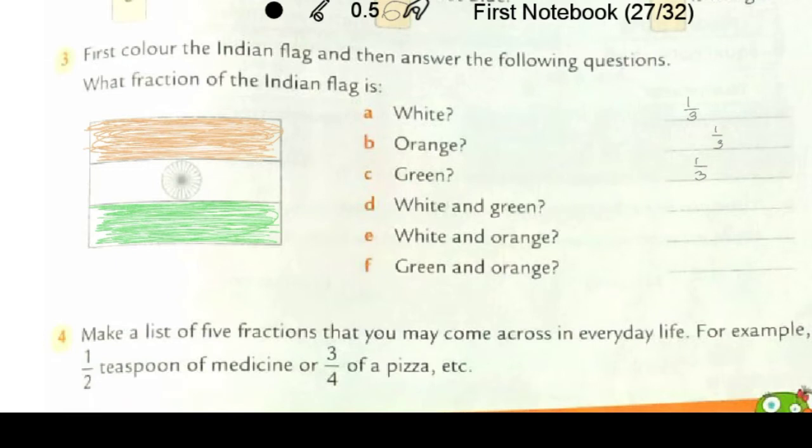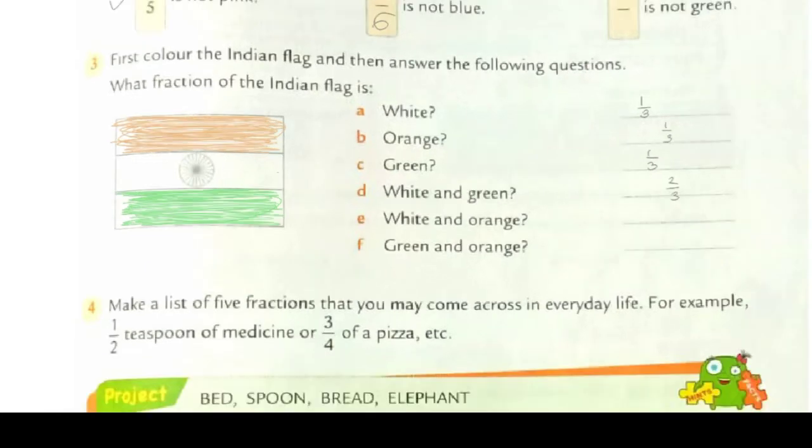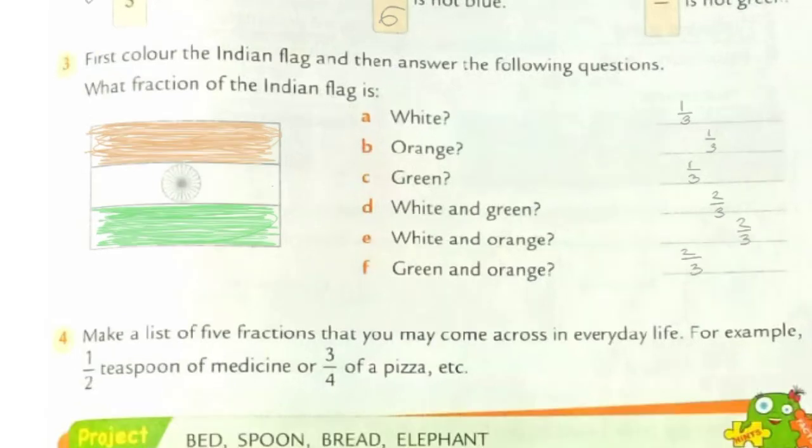Now, the question is what fraction of the Indian flag is white and green? It means, if we sum up the portions of white and green, how many portions are colored? There are 2 portions. So our fraction will be 2/3 is white and green. Now again the question is white and orange. So again 2/3 is white and orange because it is 2 portions. Then again green and orange. So for this also our fraction will be 2/3.